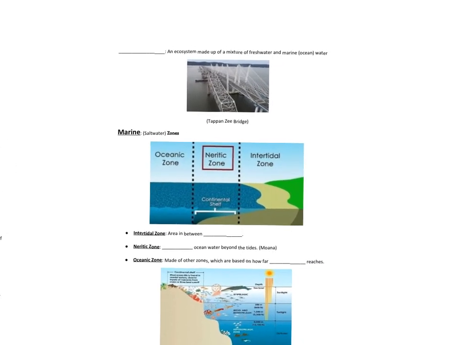We have an ecosystem that exists, not necessarily an aquatic biome, but it's an ecosystem where we have a mixture of freshwater and ocean water, salt water. And we call those kinds of ecosystems estuaries. An estuary is an area where saltwater meets freshwater, and a really great local example of that is right around the Tappan Zee Bridge. I left you a picture here of the old Tappan Zee Bridge being dismantled and the new one being put up right next to it.